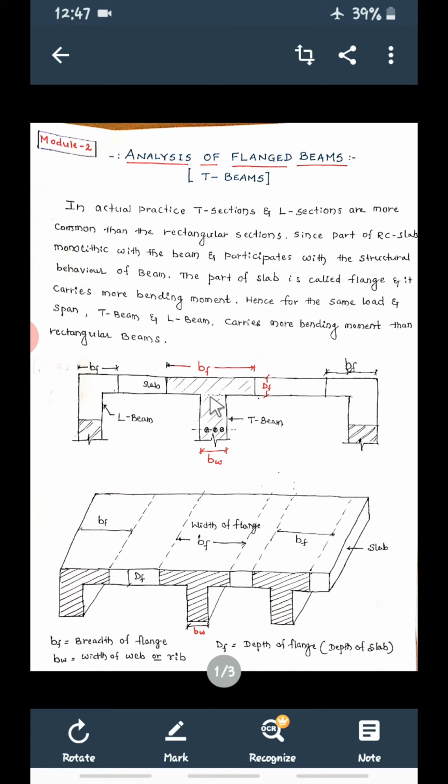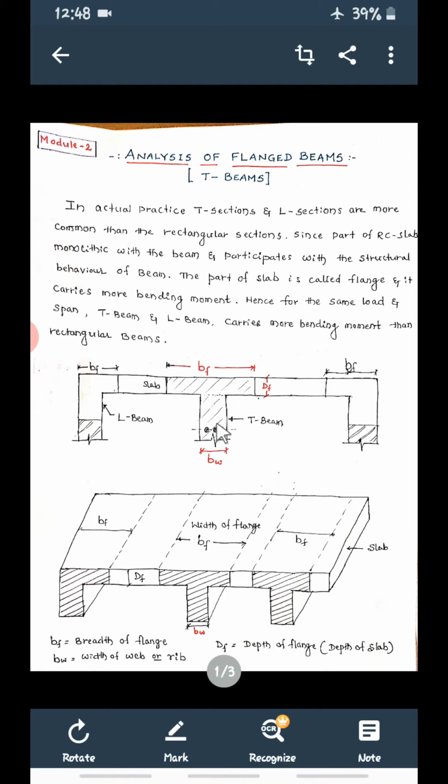Then see the diagram. What are the elements of this T beam? Now see, this is the section we can see here. These end beams are L beams. This is a T beam. Now if you see, this BF is called width of flange. What are the elements of this T beam? The slab, whatever you are seeing, this portion is considered as flange. This is called flange, and this beam is called web or rib.